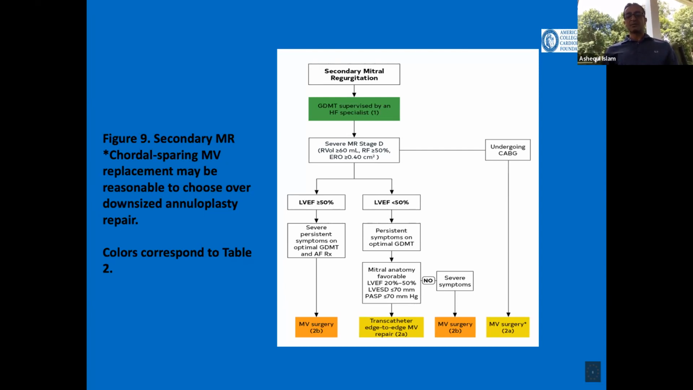So now edge-to-edge mitral valve repair, which is a fancy name for MitraClip, because MitraClip is a trade name, so we don't use that in the literature. It is transcatheter edge-to-edge mitral valve repair, as you all know. So that's the indication for MitraClip in secondary MR: patients who are already on guideline-directed medical therapy and still symptomatic.